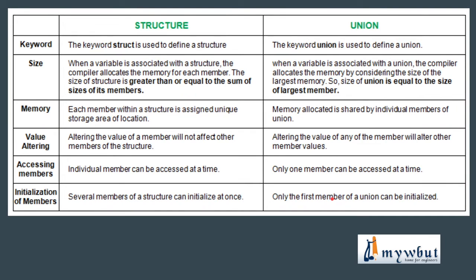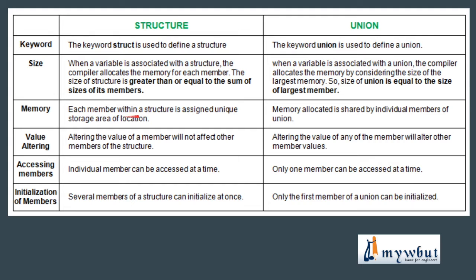Now let's take a look at the difference between a structure and a union. With respect to the keyword, obviously the keyword for structure is struct and the keyword for union is union. The size of a structure is greater than or equal to the sum of the sizes of its members. I had already discussed structure padding, in which we saw that sometimes the size is greater than the sum of the sizes of the variables inside the structure. It might happen that if the member variables occupy 13 bytes, the size that shows up is 16 bytes. That is due to structure padding. But in the case of a union, the size is equal to the size of the largest member inside the union.